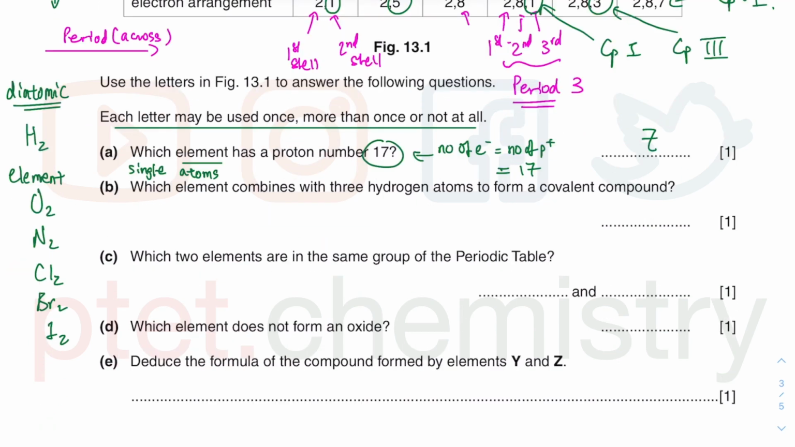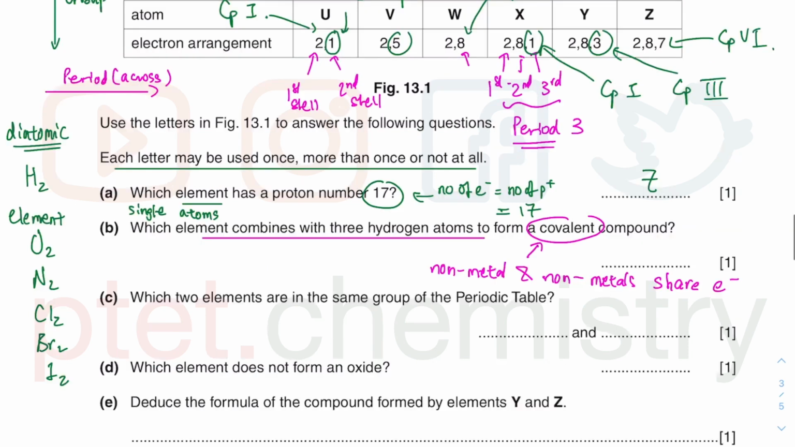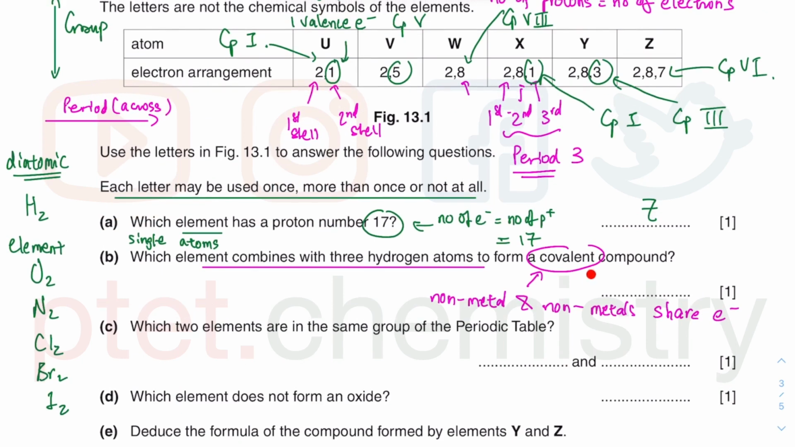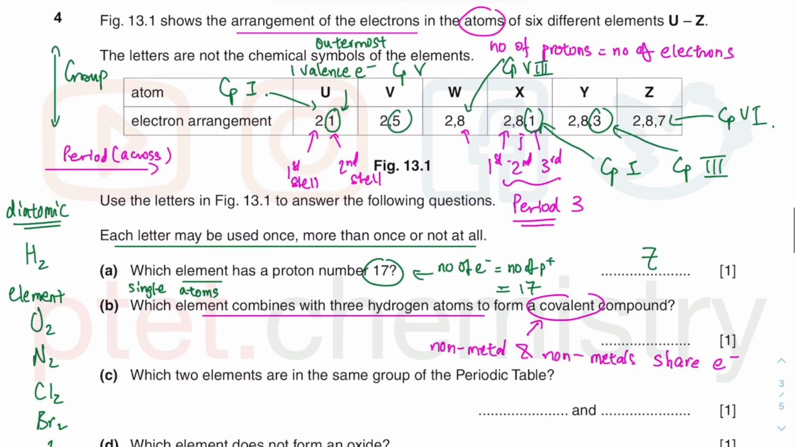Which element combined with 3 hydrogen atoms forms a covalent compound? Covalent compound means non-metal and non-metal, they share electrons. Sharing of electrons will give you covalent compounds. They have many properties. They cannot conduct electricity, whether they are solid, liquid, or gas, and they have low boiling and melting points. Those are all from your topical test on covalent bonding and ionic bonding previously.